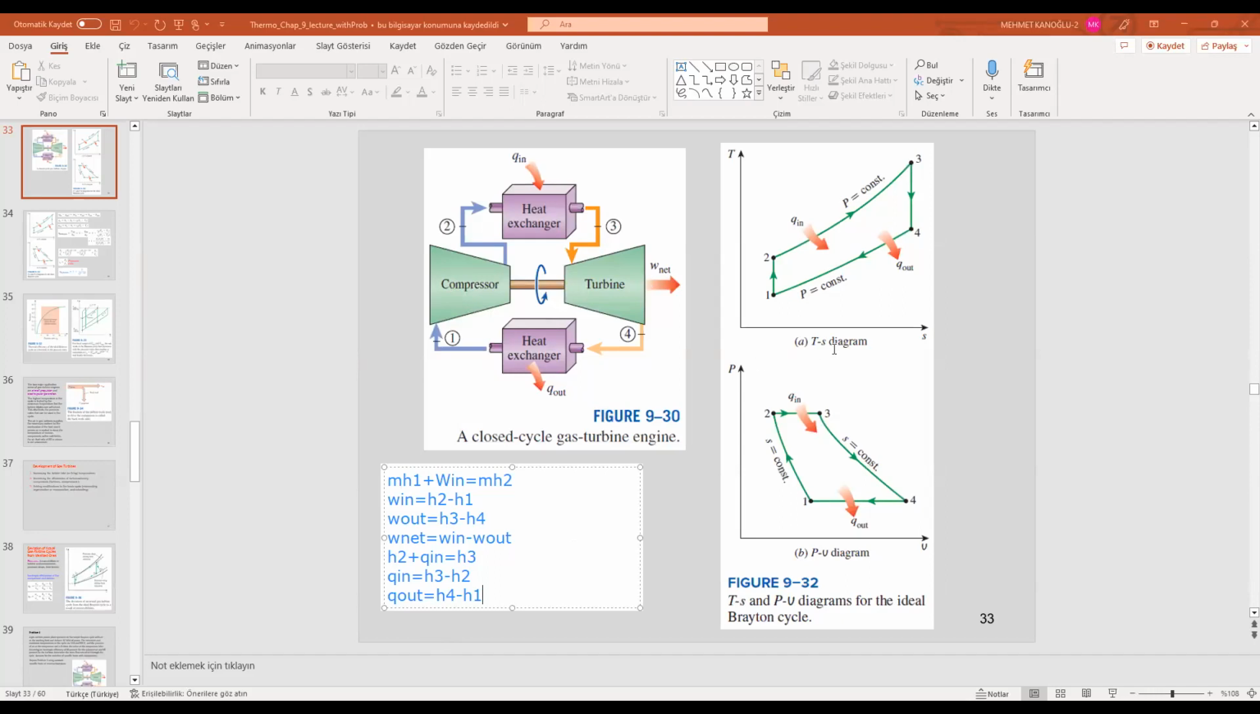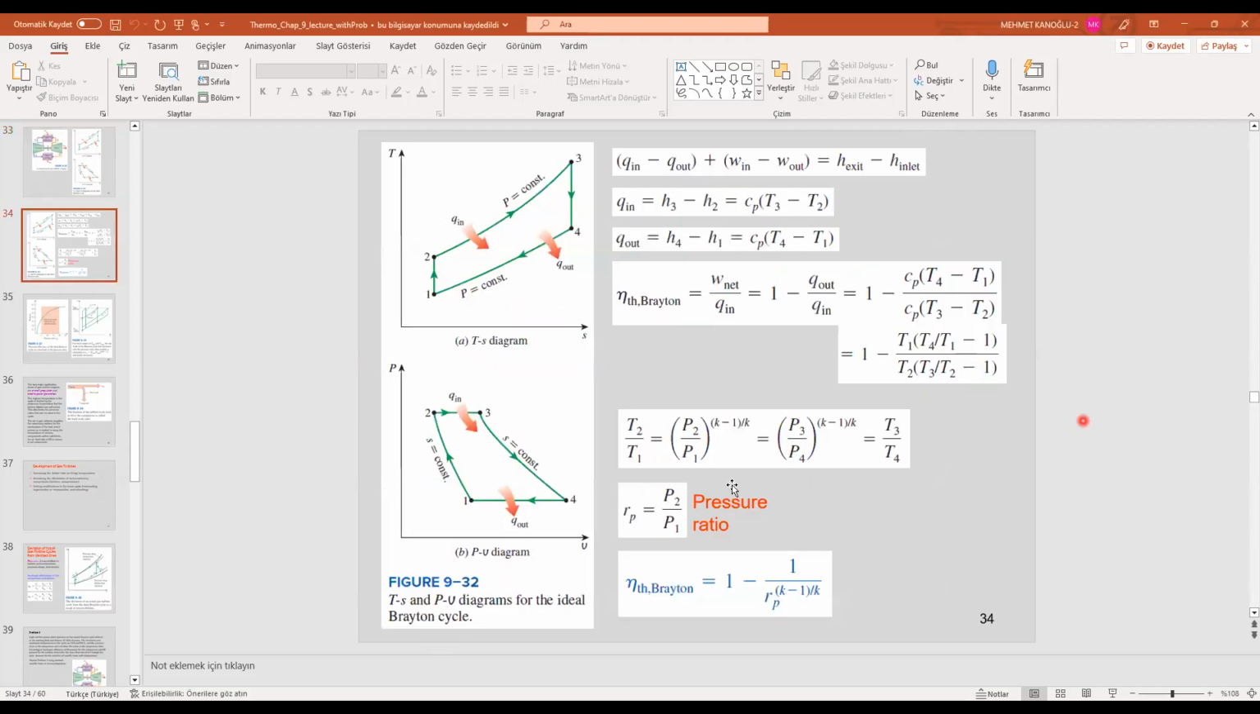Of course, during process 1-2, we will use isentropic relations of ideal gases. Between process 3-4, again, isentropic relations of ideal gases. So let me erase this. Now I erase this. Go to the next page.